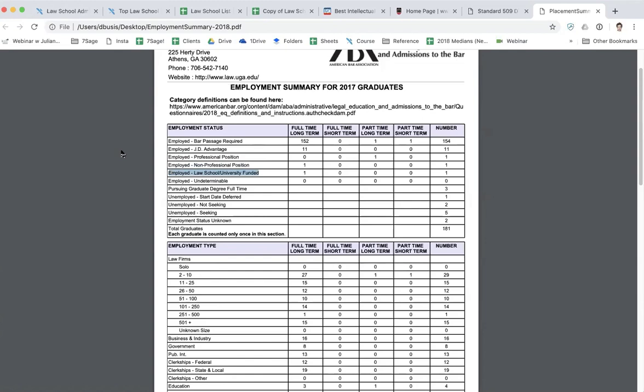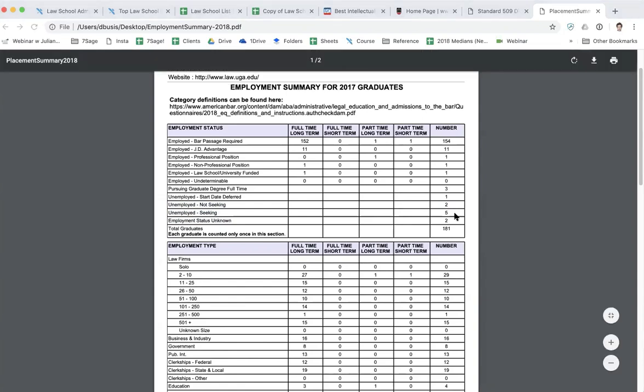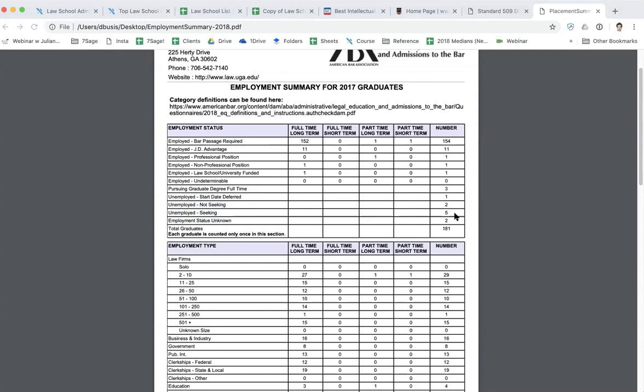Some other ones to look at would be unemployed seeking, where there are 5 in the graduating class for 2017 who are unemployed and still looking for work. And then employment status unknown. There are always those folks who graduate from a class who then hide. No matter how hard the law school tries, and they will try, their status is unknown. Often, not always, it's because they're still seeking employment but don't want to tell anyone about it.